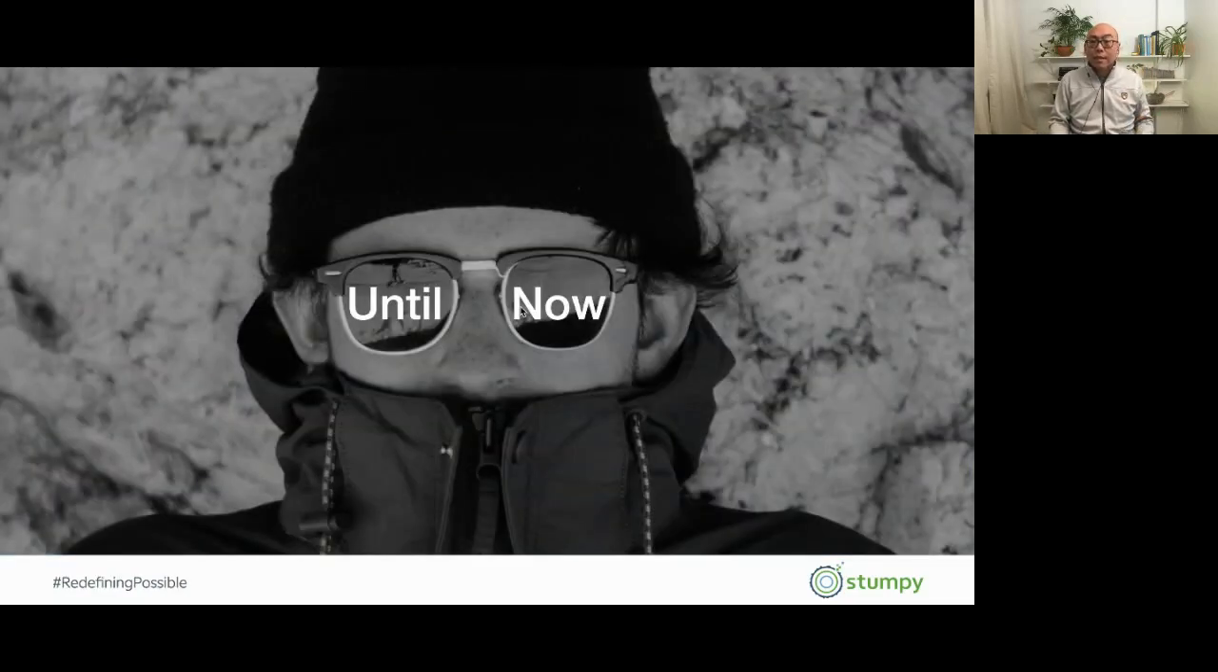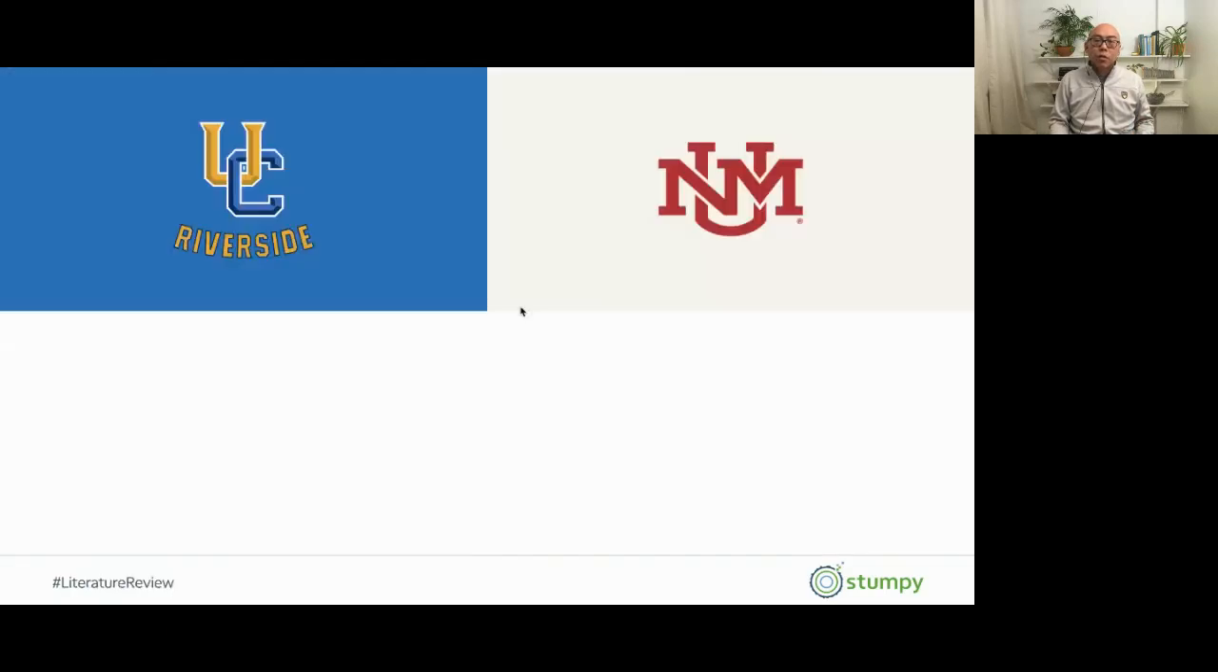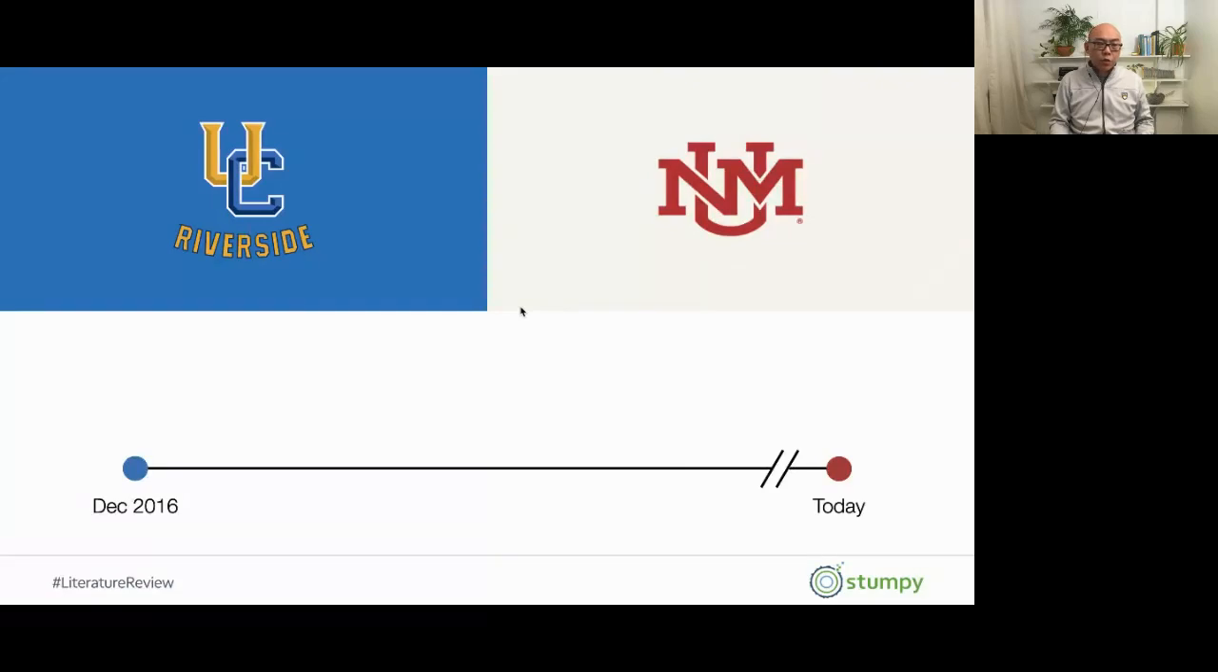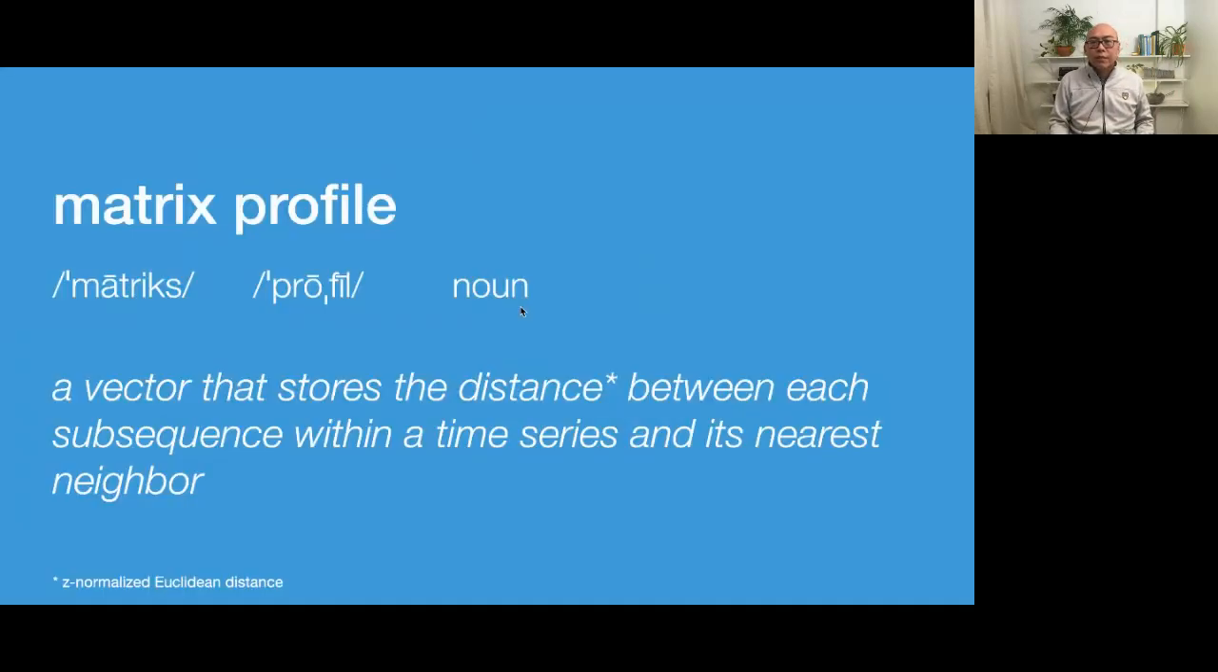That is until now. So back in 2016, a group of researchers over at the University of California, Riverside, as well as the University of New Mexico, published a series of back-to-back papers detailing a data structure called a matrix profile, along with some very, very interesting algorithms. And so what is a matrix profile? They define the matrix profile as a vector that stores the distance between each subsequence within a time series and its one nearest neighbor.